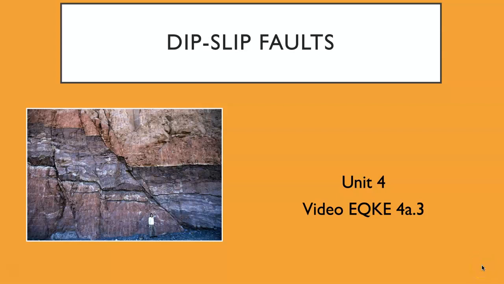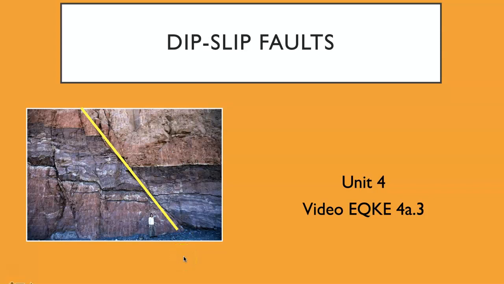Now that you've watched the video on faults and folds, let's see how you do at this picture I showed you earlier. You'll notice that the faults are dipping, they're not vertical. So these are dip-slip faults, and this is the main trace of the main fault. This person is down here for scale.